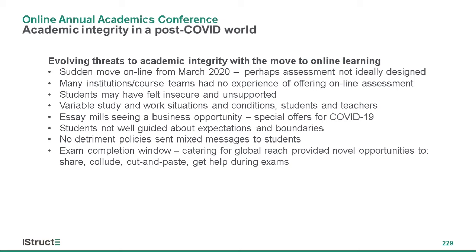The exam completion window provided all these kinds of opportunities and the global reach to share, to collude, to download stuff, and to get help with exams from family members, from other students, all the different circumstances. So it was a perfect storm. So we need to prioritise academic integrity. We need to make sure that it is prioritised and is taken seriously.